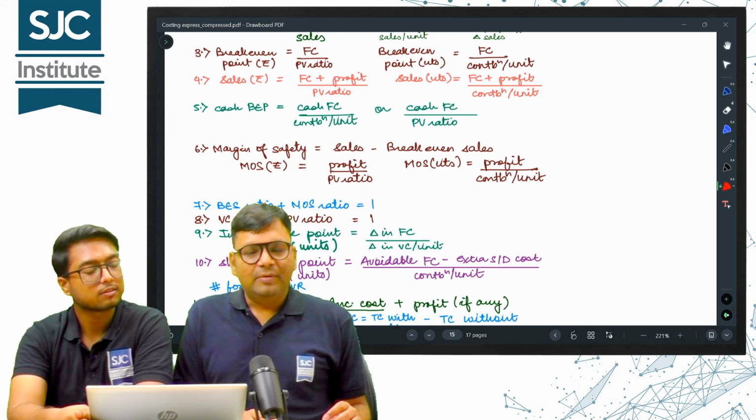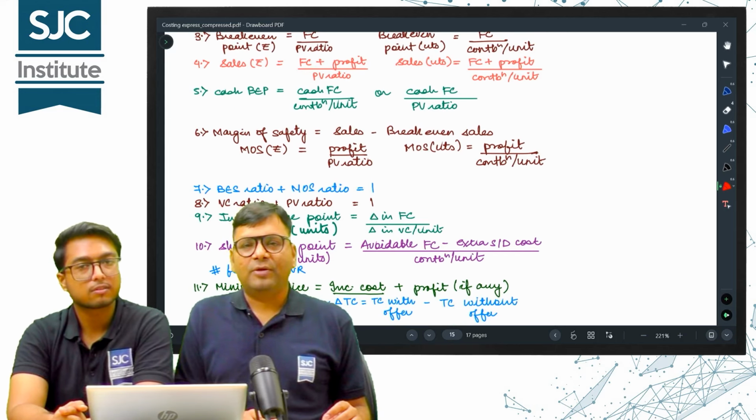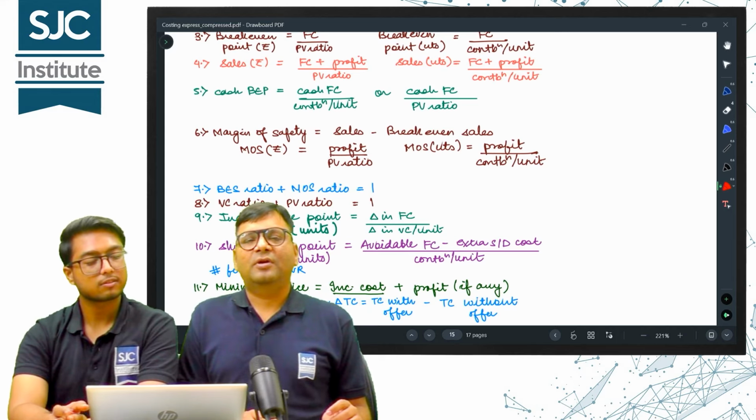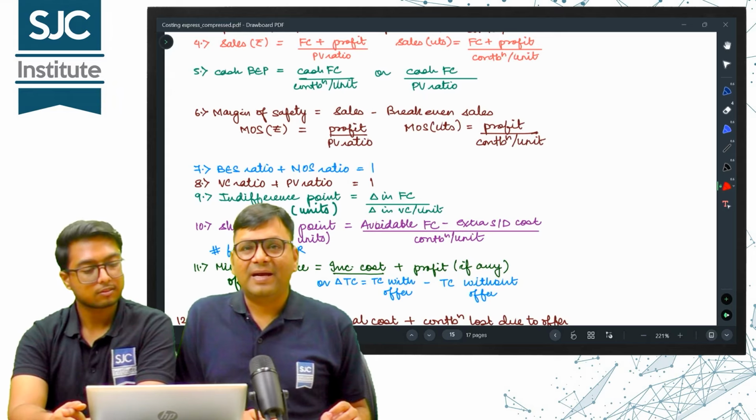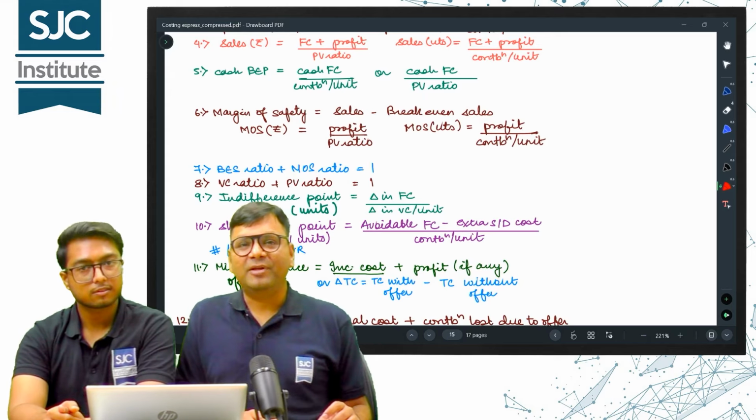Fifth one, cash break-even point. It is equal to cash fixed cost by contribution per unit or cash fixed cost by PV ratio. How do you find cash fixed cost? It is equal to total fixed cost minus non-cash expenses like depreciation.